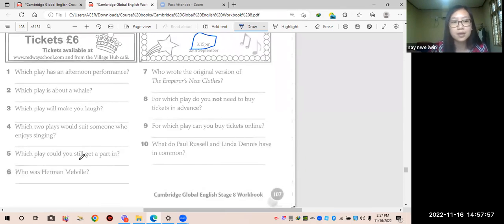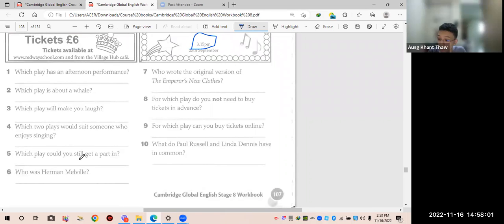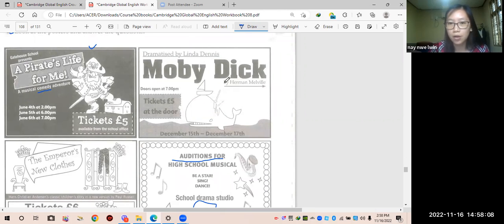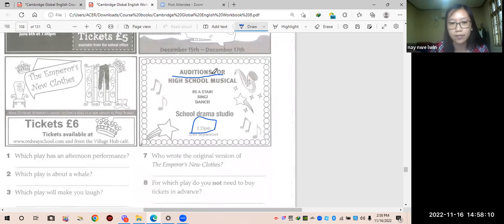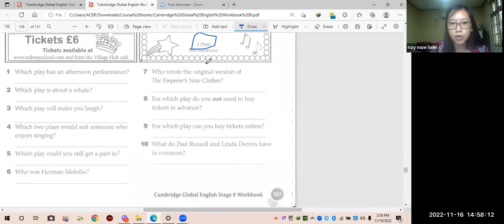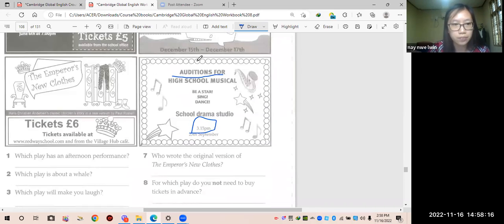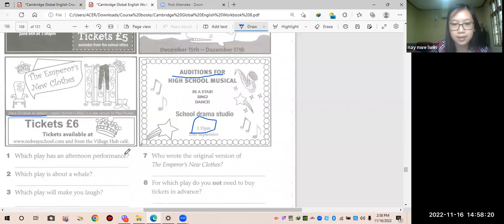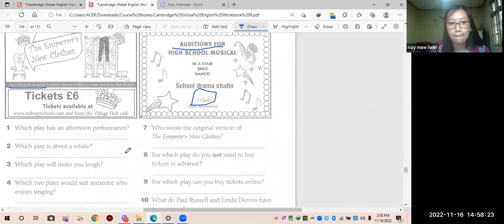Okay, so how about 6? Who was Herman Melville? The author of the whale story. The original author of Moby Dick, yes, correct. And number 7, who wrote the original version of The Emperor's New Clothes? Hans Christian Andersen. Yes, correct. That's a really cool name.